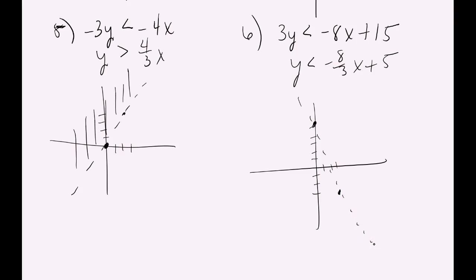And now which way do I shade? Y is less than all this mess, so I'm going to shade under my curve. If I'm less than, I'm under. If I'm greater than, I'm over.